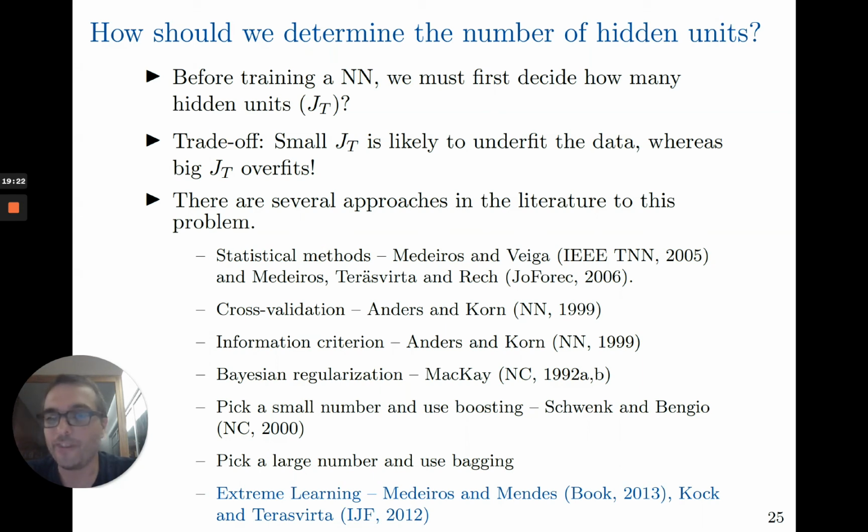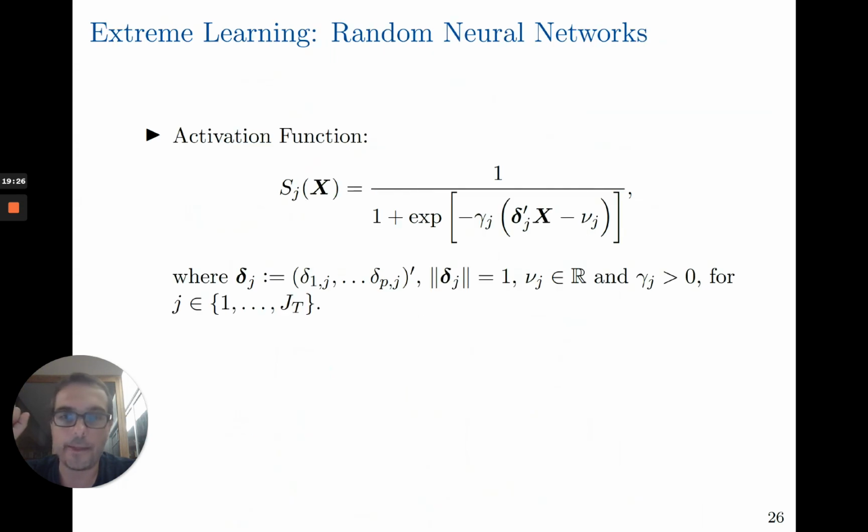It's a combination of lasso with neural networks in a kind of neat way. Okay? So let's see the extreme learning first. So take an activation function. Suppose that we have capital J neurons, where each neuron is defined by this function of x. And I'm going to reparameterize this a little bit, because the linear combination is going to be given by delta, but this delta is normalized to have norm 1.